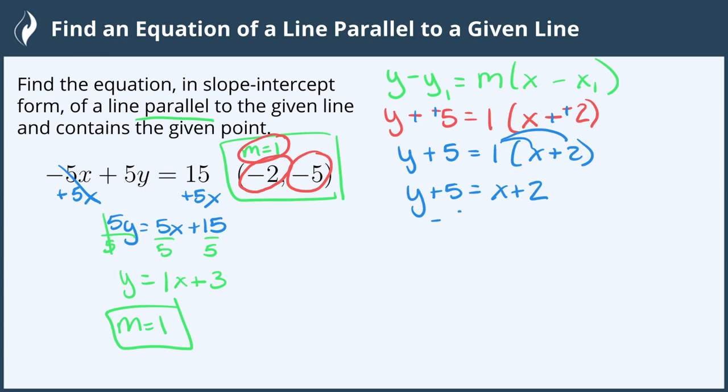Then to continue solving for y, we'll subtract 5 from both sides. And we get y equals x, positive 2 minus 5 is negative 3. So we get x minus 3. And that's the equation of our parallel line through the point negative 2, negative 5. And we're all done.